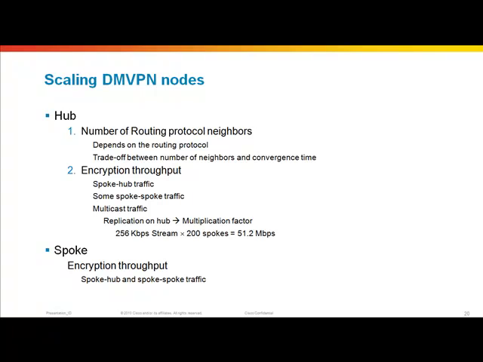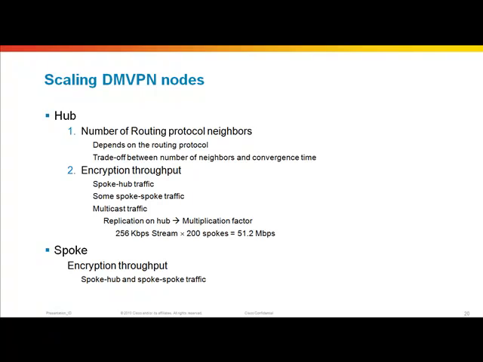Count that in: some spoke-to-spoke traffic if you've got a phase 2 or phase 3 network. A little bit maybe extra, give yourself an extra 5% or 10% just to cover that. Now, if you're doing multicast on a DMVPN network, it runs on the spoke-hub tunnels only. We do not run multicast over the spoke-to-spoke tunnels.